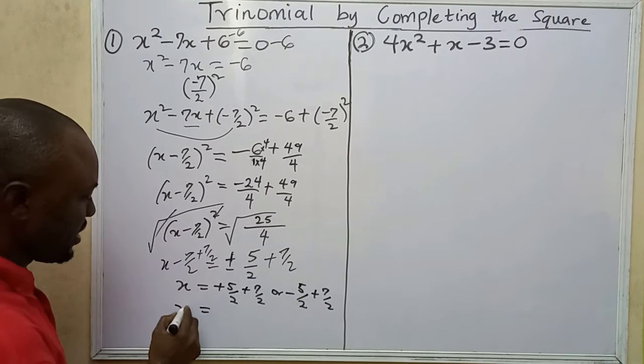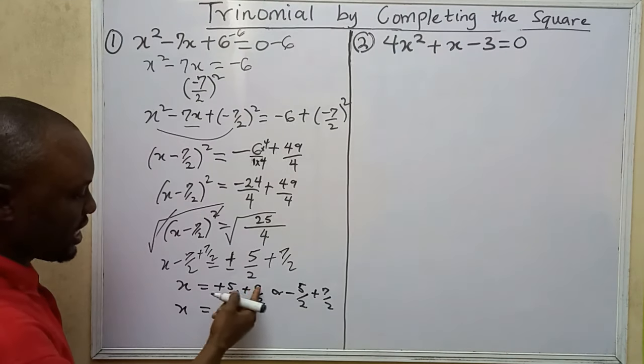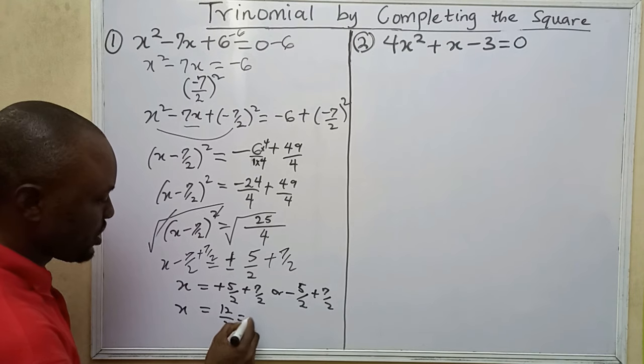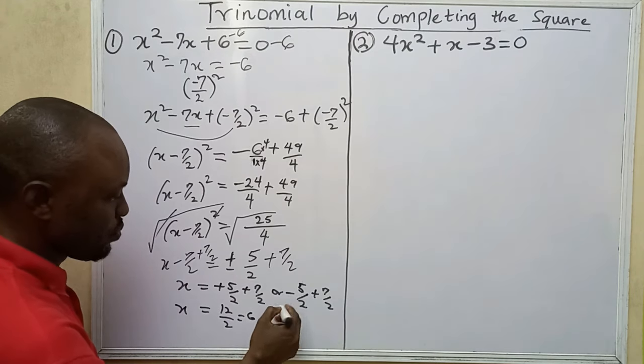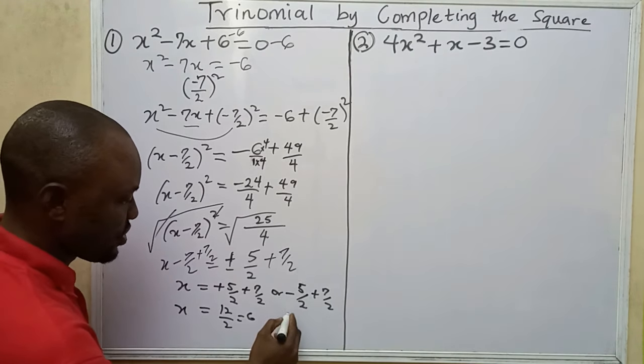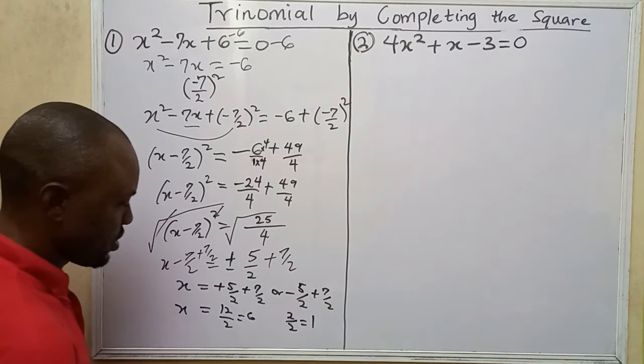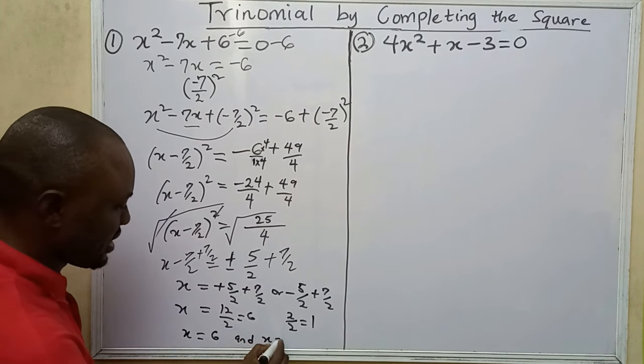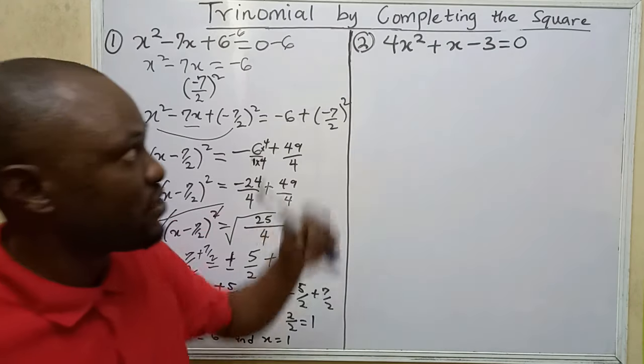So this will give me, x values will be, I'm going to add this, 5 plus 7 will be 12 over 2, which will give me 6. And this one will be 7 minus 5 is 2 over 2, which will give me 1. So my x values are x equals 6 and x equals 1. Now let's solve the next problem.